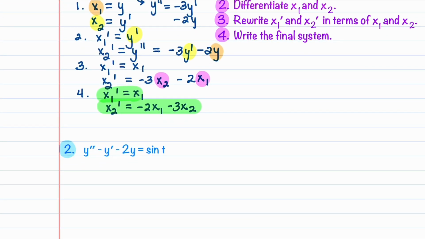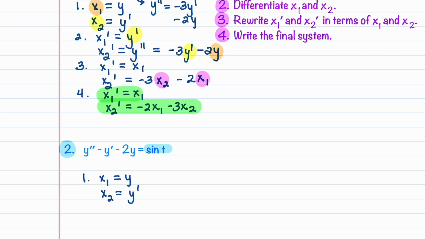Now let's look at our second example. I wanted to include this because this example is a non-homogeneous equation. Y double prime minus y prime minus 2y is equal to sine t. And that sine t is what makes this one different than our first one. Our first step is to define our 2 new variables. We have x1 equal to y, and then x2 equal to y prime.